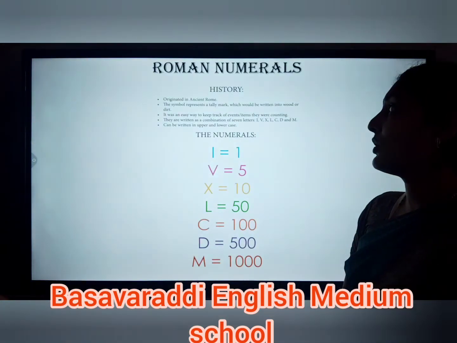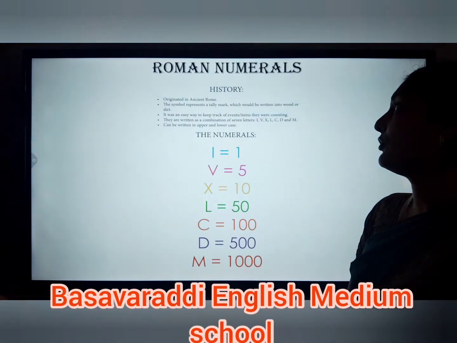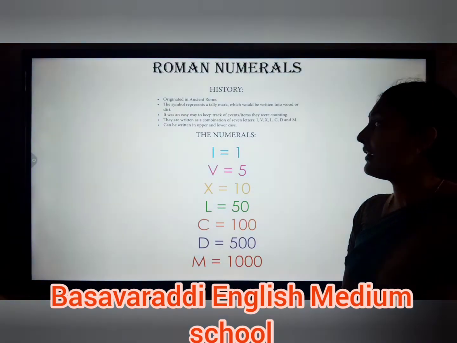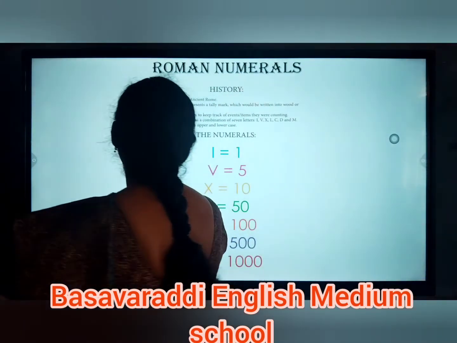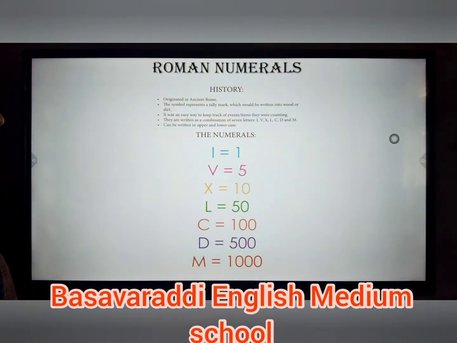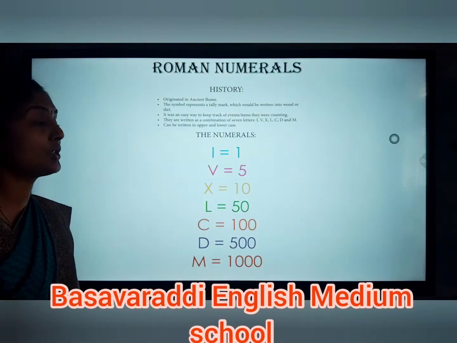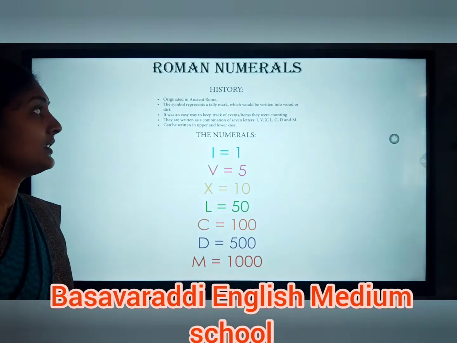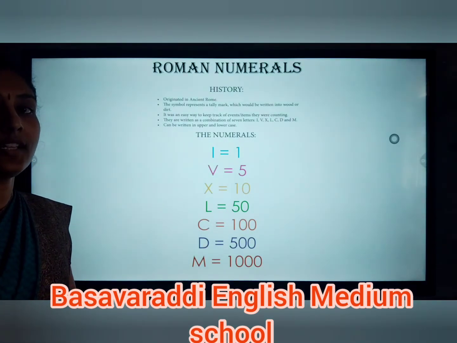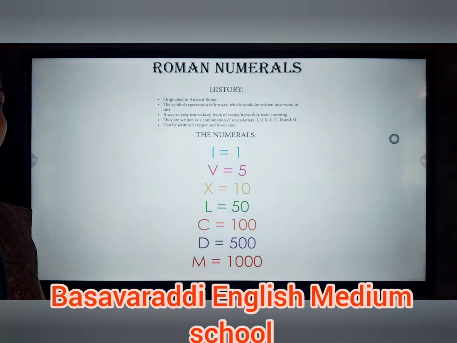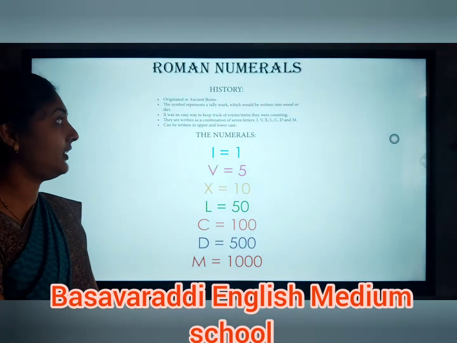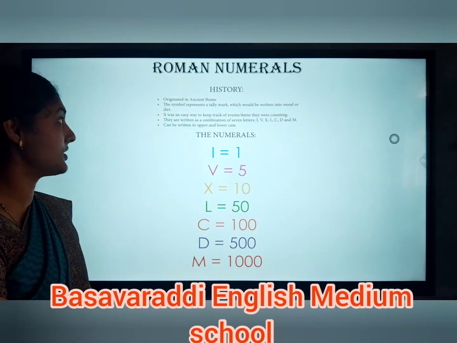The symbol represents a tally mark which would be written into wood or dirt. It was an easy way to keep track of events and items they were counting. They are written as a combination of 7 letters. The letters are I, V, X, L, C, D and M. So these are 7 English alphabet letters.